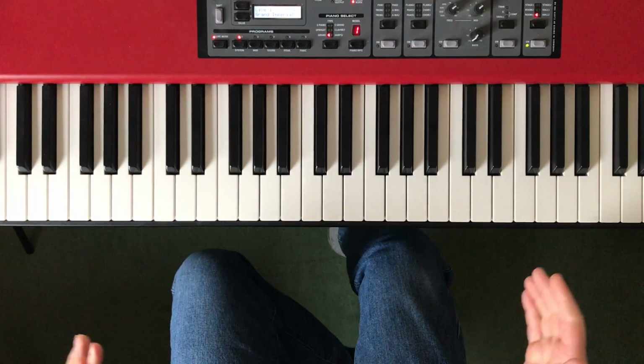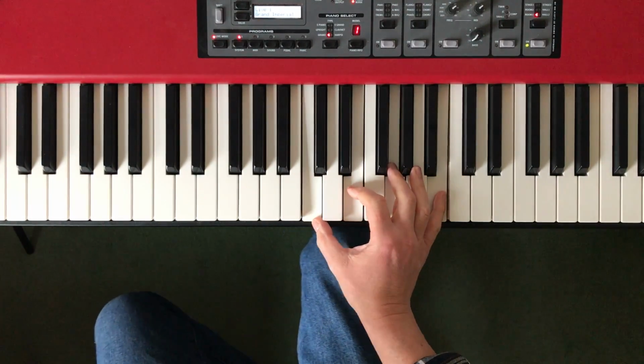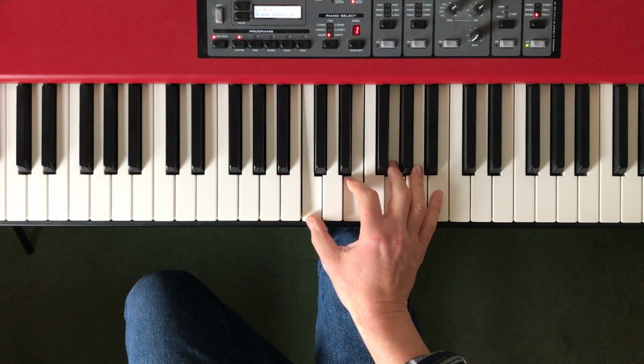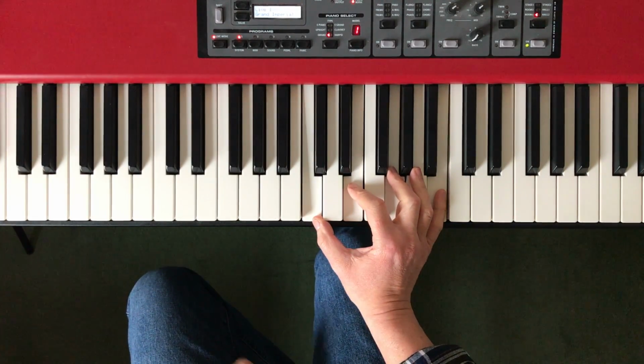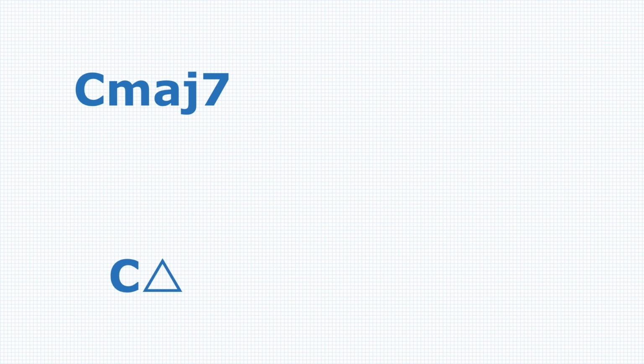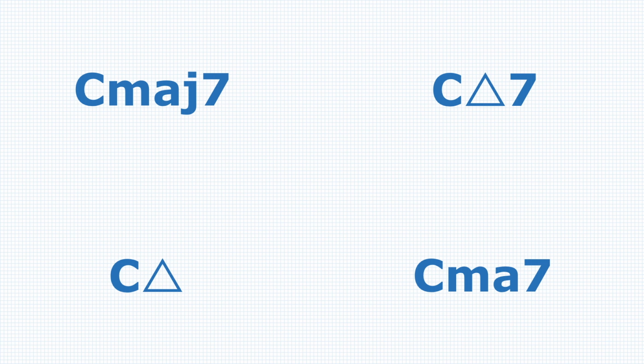Now, our first source of confusion is the major seventh chord, which, as I hope you know, is a basic major triad with an added major seventh. And in a pop context, you'll usually see it written like this, C-M-A-J-7, C-Maj-7. But in a jazz context, it's often, but not always, written like this, C with a triangle after it, or C with a triangle and a 7. Very occasionally, you'll see this, C-M-A-7, and they're all referring to the same chord, C major 7, the notes C, E, G and B played in whatever combination on the piano keyboard.